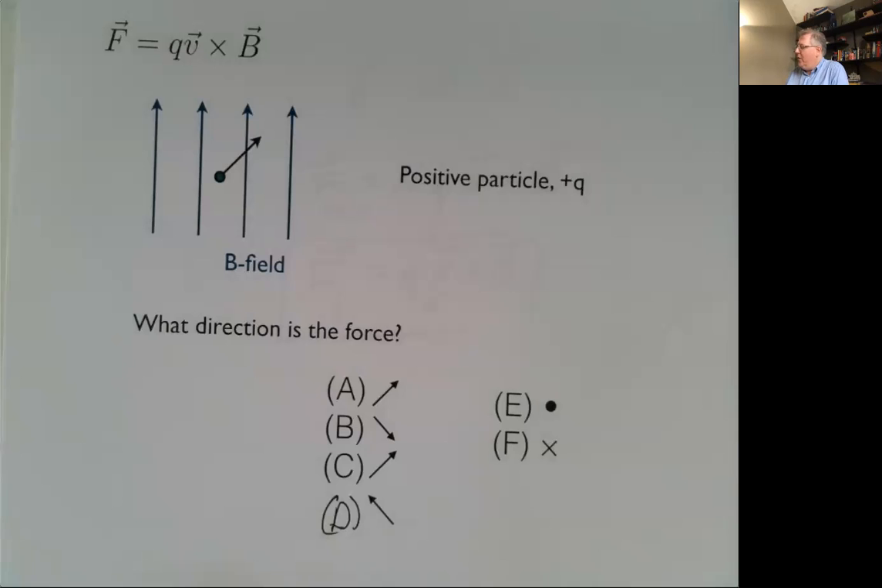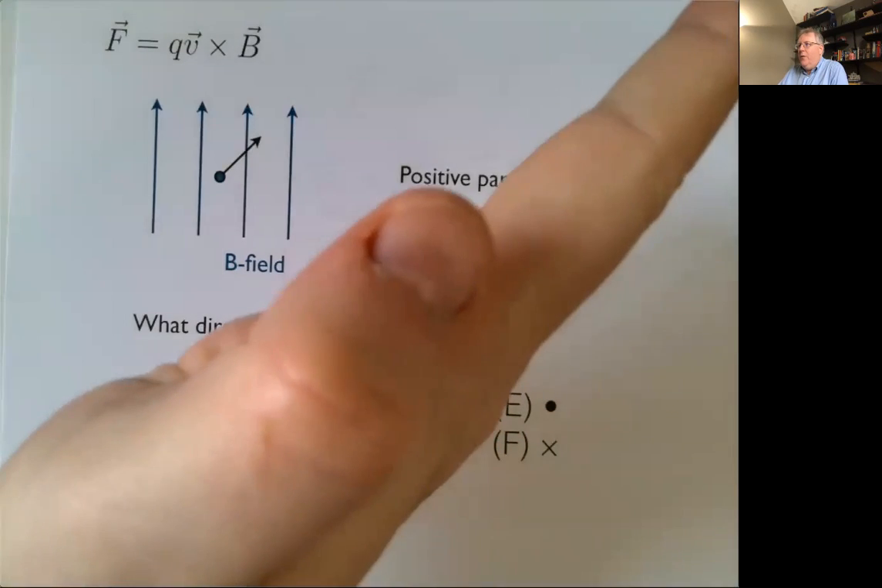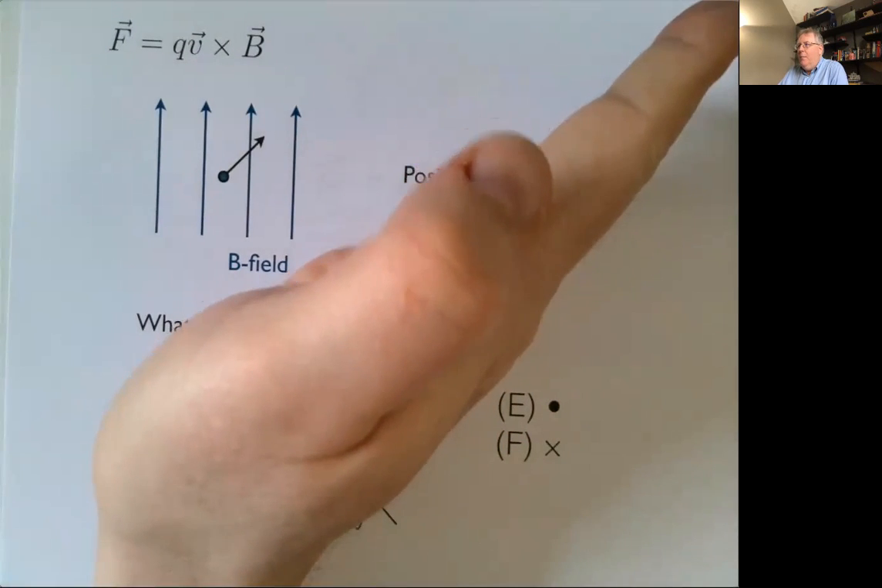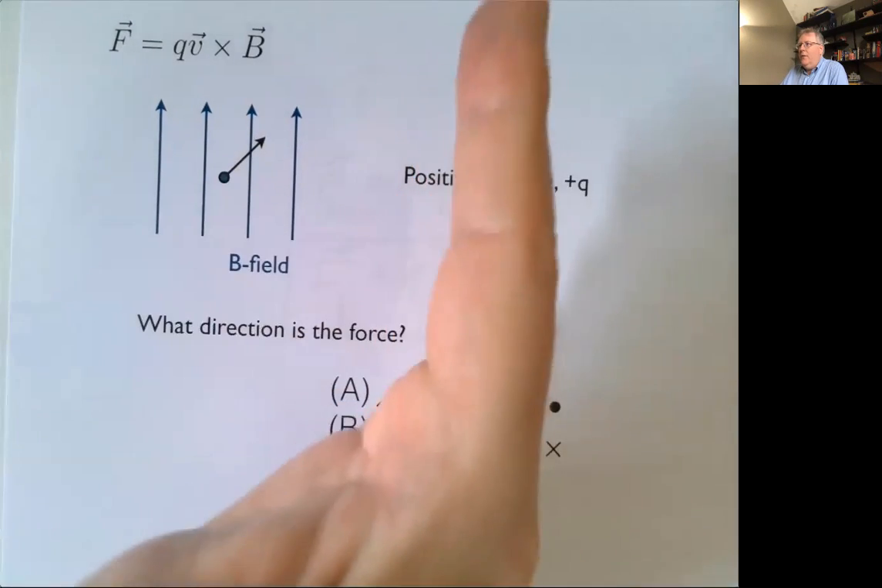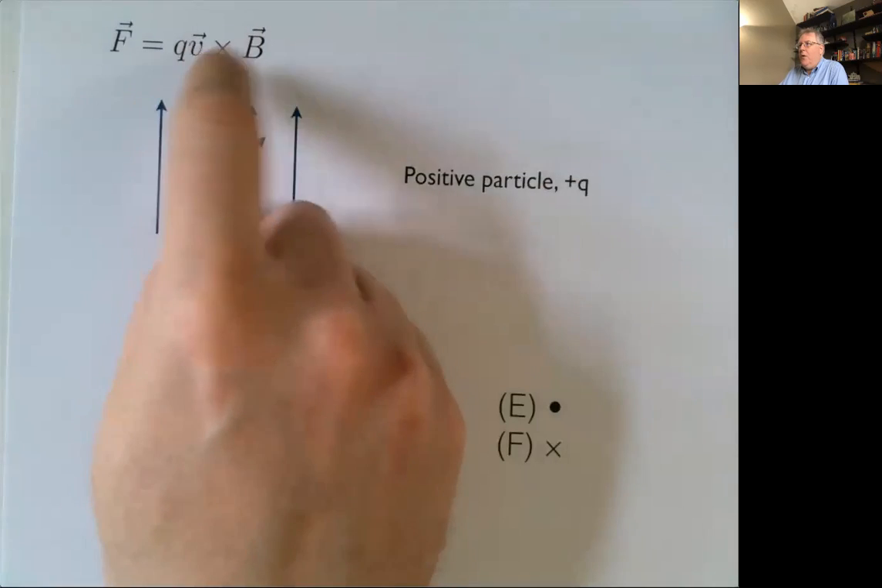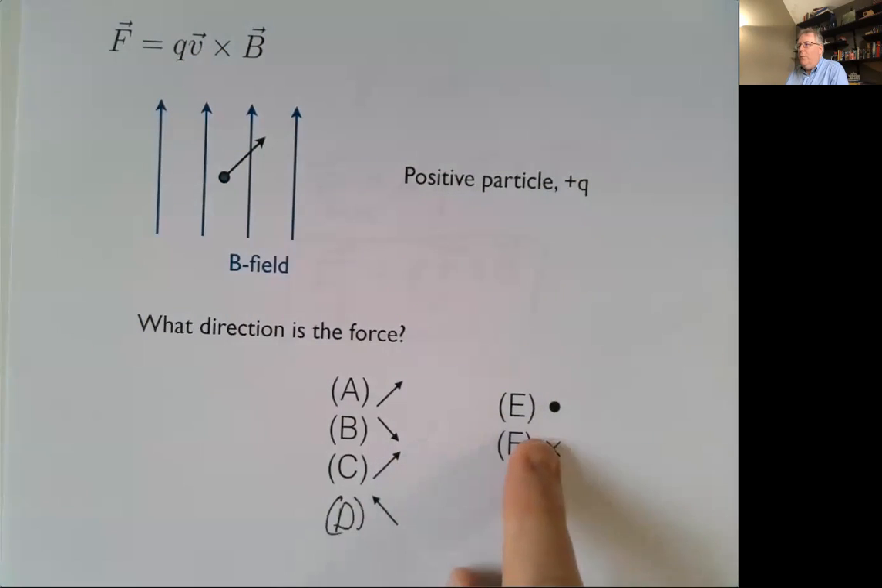All right, so let's try it. So V is this way, B is that way. So my thumb can stick out of the page. It's a positively charged particle, so that's all I need to do. So the force must be in direction E. You with me? You with us, Yogesh? Okay.